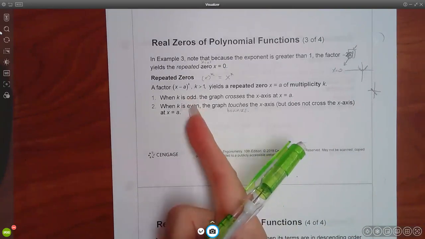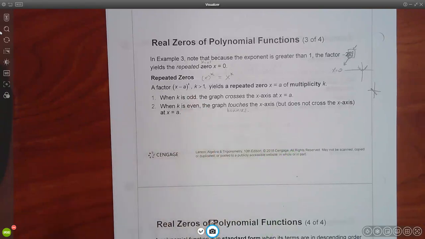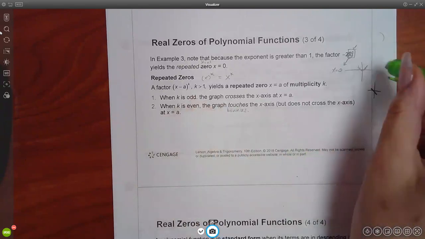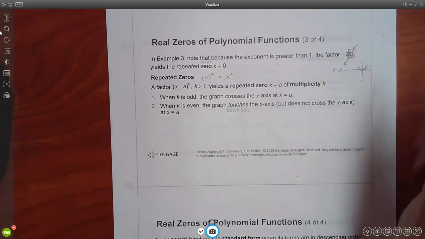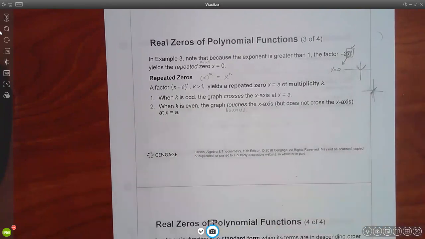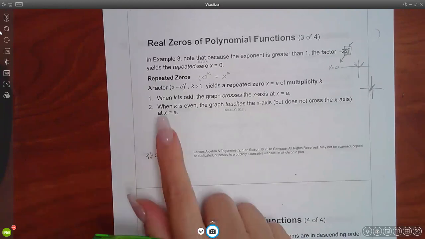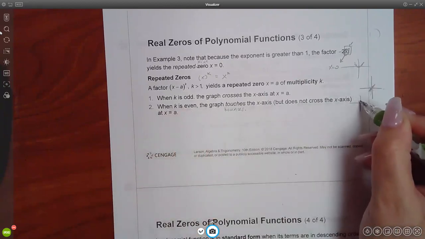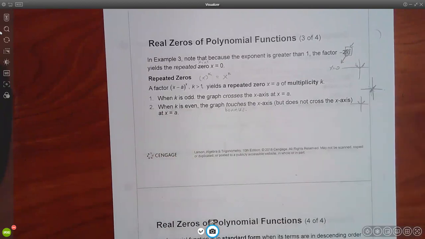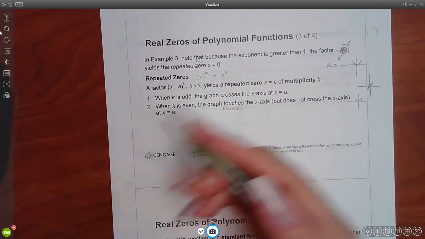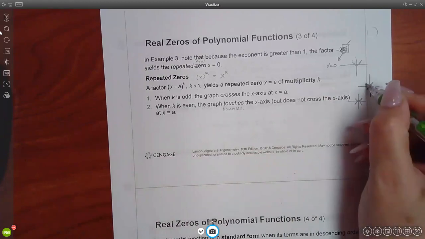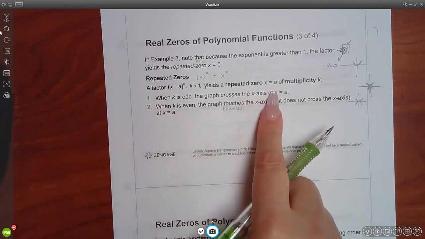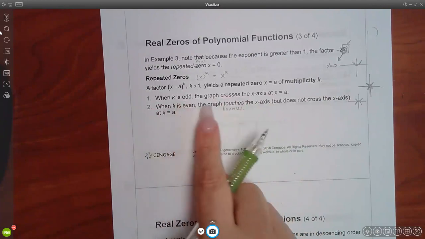What you can do to remember which one does what is think of your basic functions. If you have an x to the odd function, isn't that a cube, right? And cubes, they don't go in this direction. They can, if there's a negative in front. But don't they go right through the x-intercept in the middle? And when you think of functions that have even powers, what do those do? The x squared does this little thing right there at the x-intercept, doesn't it? And if it were negative, it would go downward, right? And the same thing with the cube. If it were negative, it would go this way. So that's all that this is saying. When those little exponents are odd, it's gonna cross. When they're even, they're gonna touch.